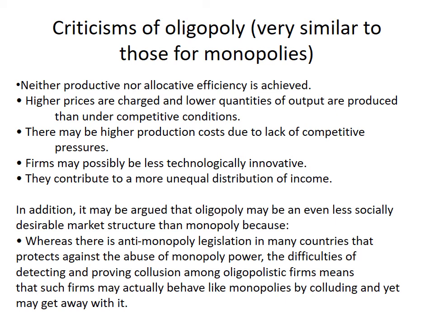In addition, and this is a special point, it may be argued that oligopolies are an even less socially desirable market structure than a monopoly. We know that there's antitrust or anti-monopoly legislation in many countries that protects against the abuse of monopoly power, but the difficulties of detecting and proving collusion, in other words proving that they're operating like a monopoly, mean that such firms may actually behave like monopolies by colluding and yet get away with it.